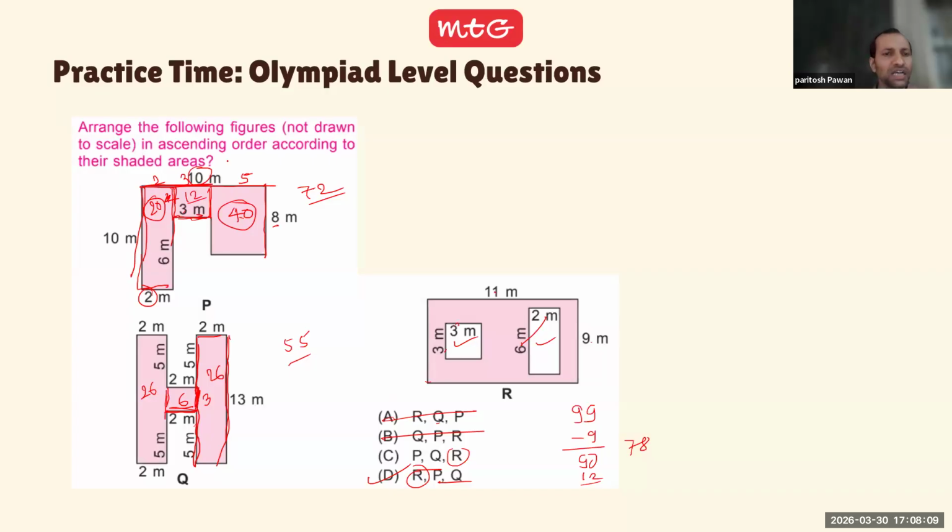Sir, so it is asking what? Ascending order. Sorry, it's asking ascending order. So smallest first, then Q, then P, then R. Q, P, R. Okay, ascending order is asked, so that's why it's B. I thought it was asking descending order. So option B is correct. Ascending order it says. So in this way, Q, P, R. Clear? Anyone has any doubt in this? No, sir.